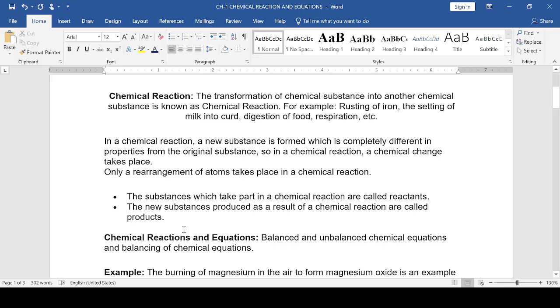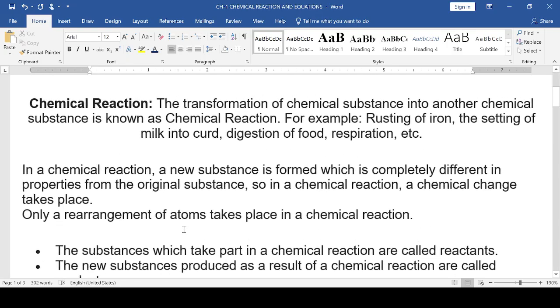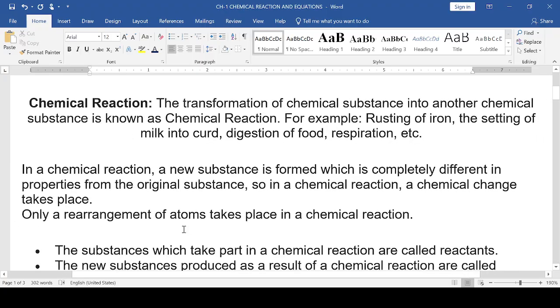The transformation of chemical substances into other chemical substances is known as a chemical reaction. For example, rusting of iron, the setting of milk into curd. In the evening at night, when you get up in the morning, that milk turns into curd. You eat food and sleep, in the morning again you feel hungry. So digestion of food, respiration, what are all these? These are all examples of chemical reaction.